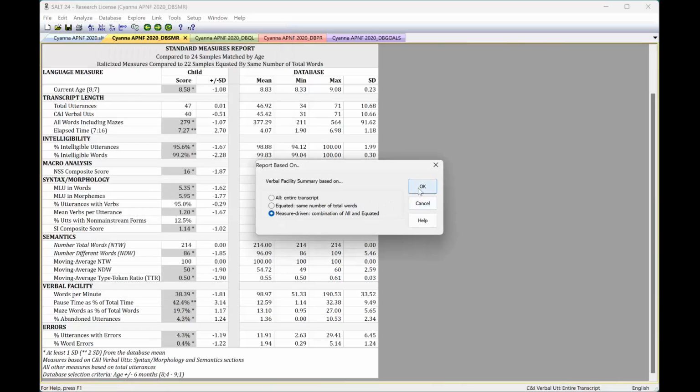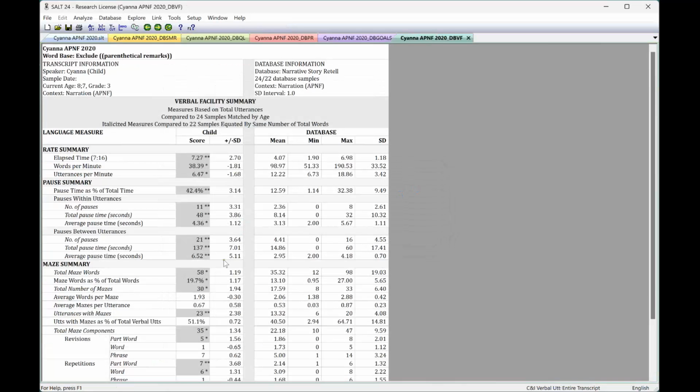And I'm going to take the default that it's a combination of all unequated utterances. Okay, and then what this report will do is give me even more detail on verbal facility skills. So it kind of breaks down the pauses. I like to look at the pause summary.